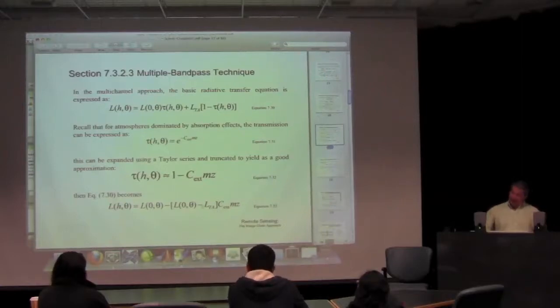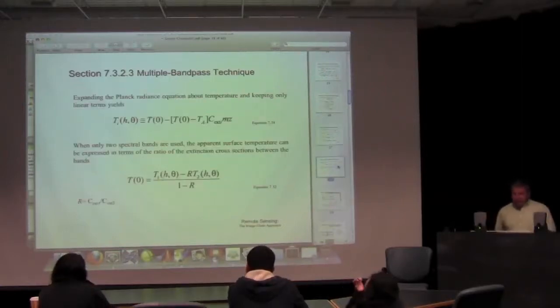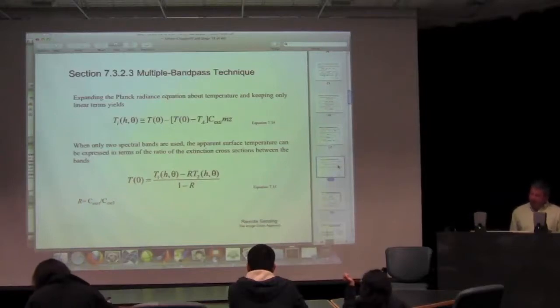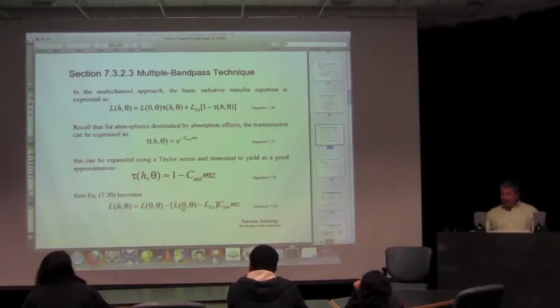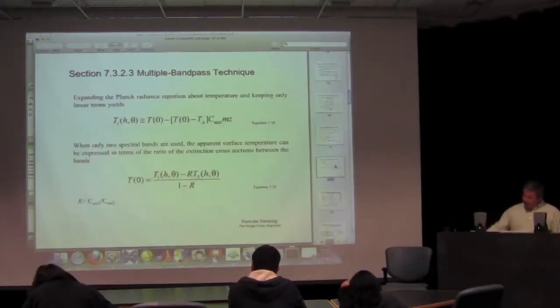Okay? So in the paper, when you read through this, it uses this sentence which is sort of weird. It says, expanding the Planck radiation equation, or radiance equation, about temperature and keeping only the linear terms. So if you went in and at all these locations, you put the Planck radiance equation, you put it here, you put it here, you put it here, that you could just keep the T's.